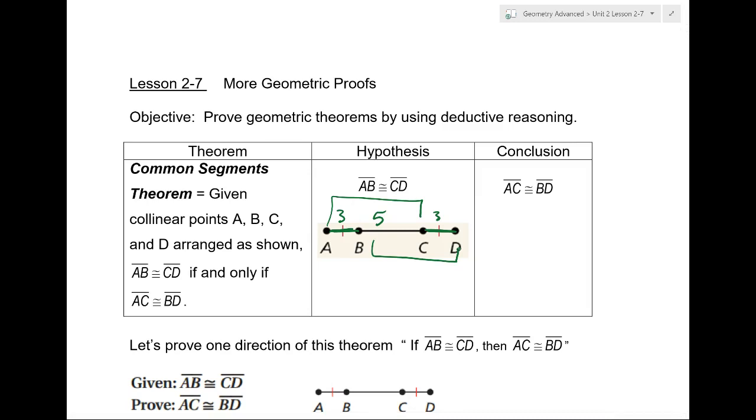Can I go backwards? If I have the 2 bigger segments that are the same size, so let's just say instead I went, okay guys, look, these are both 8. If I subtract the same amount away, don't I get 2 smaller congruent segments? That's the common segment theorem.